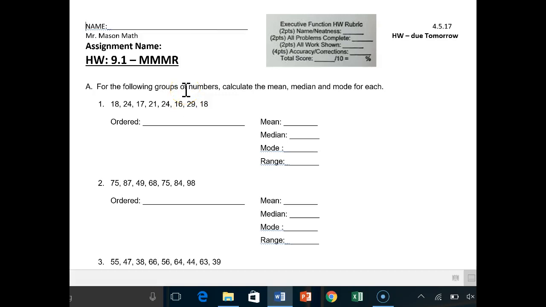Hey there, CJ Math students, and welcome to 9.1 MMR, so mean, median, mode, range. So that's what we're going to be doing for these first couple of problems, is just calculating those basics. First thing you always want to do is order your data set.